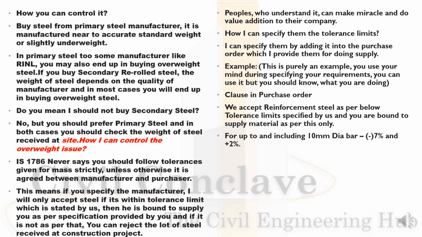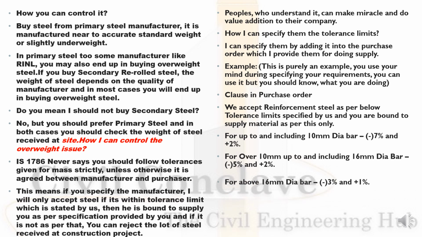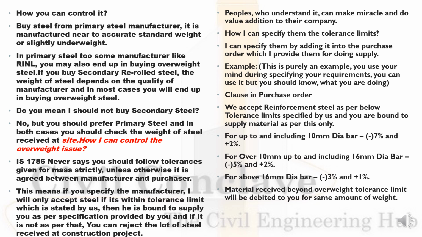For up to and including 10 mm dia bar, minus 7% and plus 2%. For over 10 mm and including 16 mm, minus 5% and plus 2%. For above 16 mm bar, minus 3% and plus 1%. Material received beyond the overweight tolerance limit will be debited, I mean to say debited to your account for the same weight. Material below the underweight limit will be rejected.